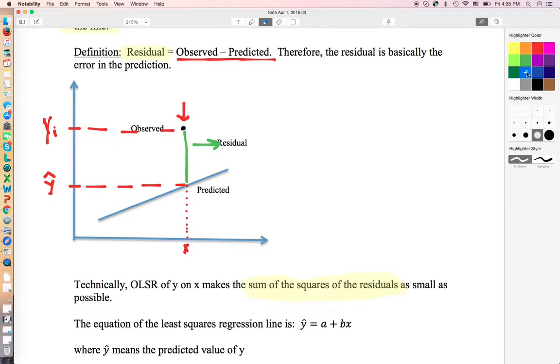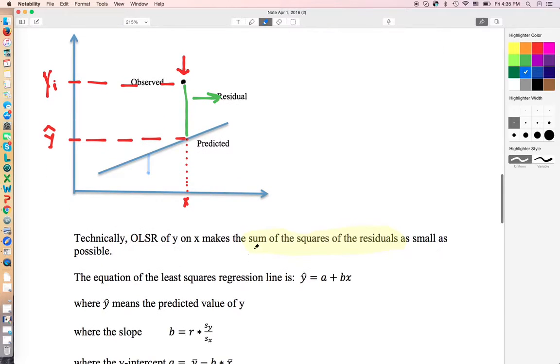You might be asking, how would you get a negative residual? Well, a negative residual would simply be a point that's down here. Because in this case, the observed is smaller than the predicted. So the observed would be a smaller number than the predicted, so we get a negative residual. Okay, so this is just a fact to know that we're minimizing the sum of the squares.